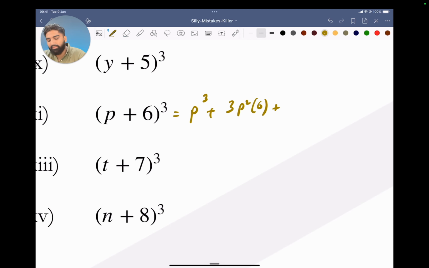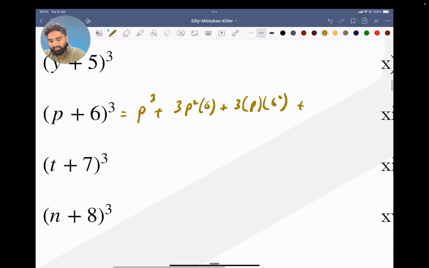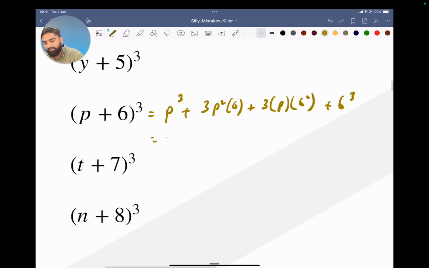Then it's 3 times the first term by itself, but the second term squared, and then it's the last term cubed. And then you want to simplify this. So that's p cubed plus 3 times 6. What's that going to give me? 18p squared plus 6 squared is 36. 36 times 3, what's that? 108. Just gonna double check that.